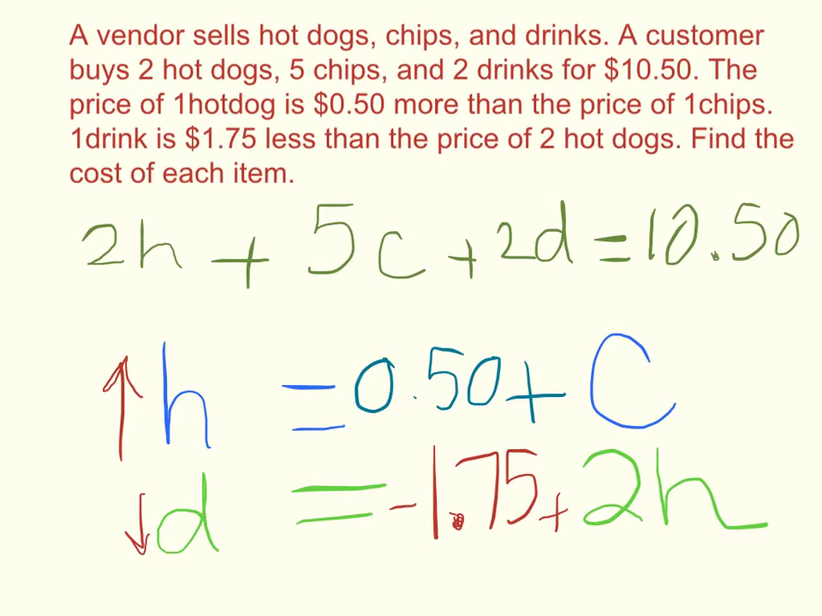Now we have 3 equations, but what's interesting about this is that you have 2 equations that don't have all 3 variables. If one equation doesn't have one of the variables, it's fine, because I can use the other 2 to cancel the same exact variable so that I can solve.